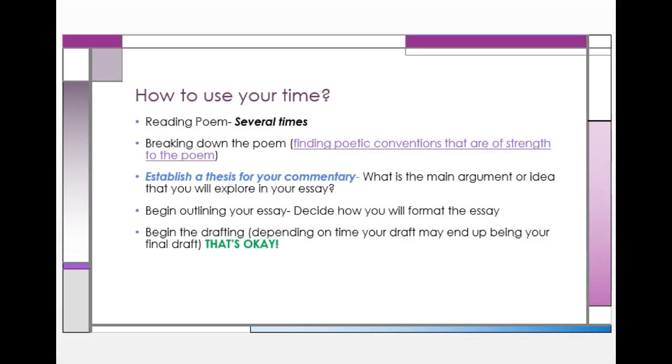Depending on the amount of time you have, your draft might end up being your final draft. And that's okay. That is not a big deal. So if you spend a lot of time really reading, breaking down, and outlining your thesis and your essay, then your final draft will be what you work on next if you don't have that much time left. And the reason I say that's okay is because you want to make sure you have a good foundation for the essay. A lot of times you guys end up drafting and then just rewriting the exact same thing over and over again.